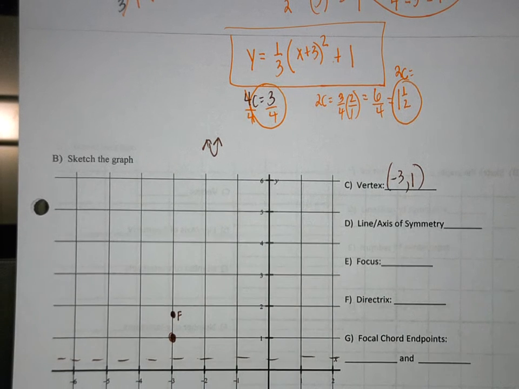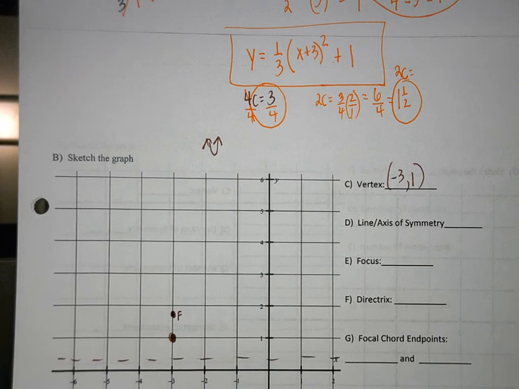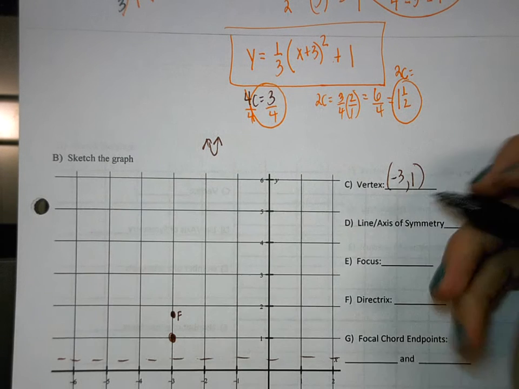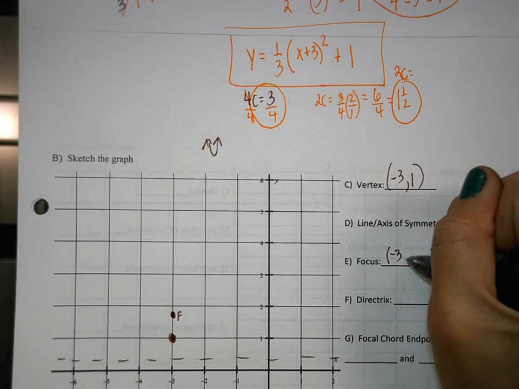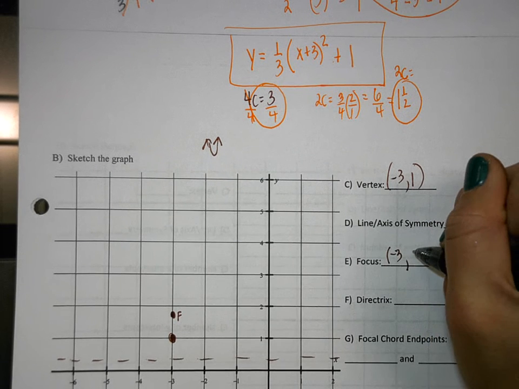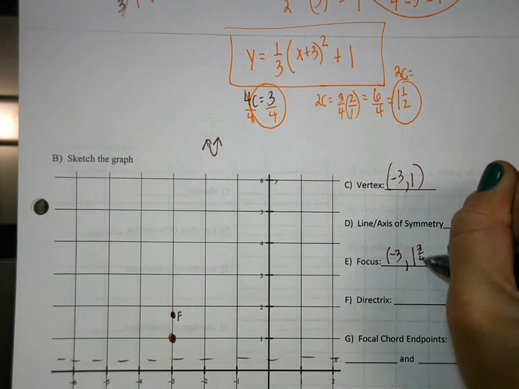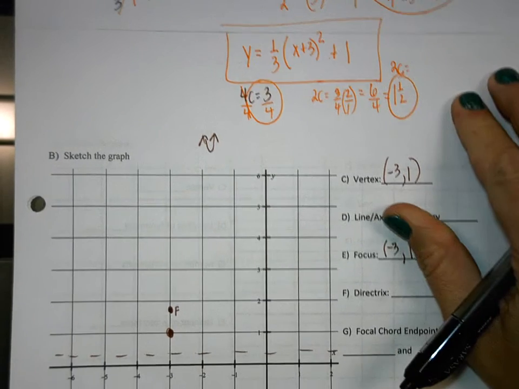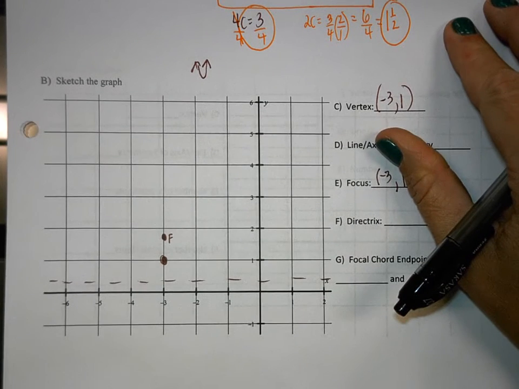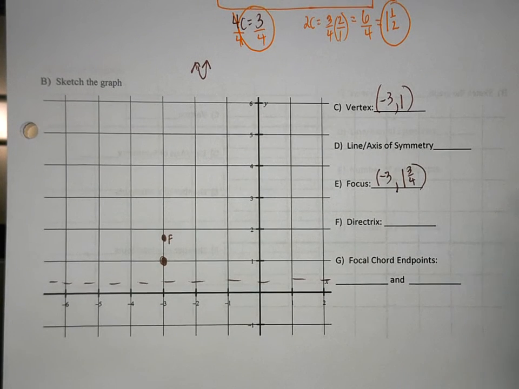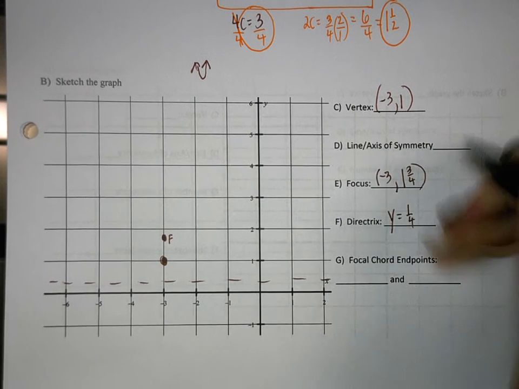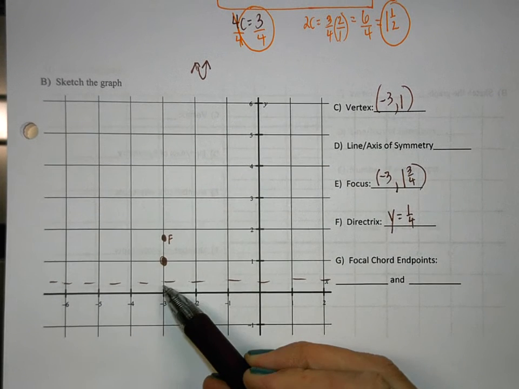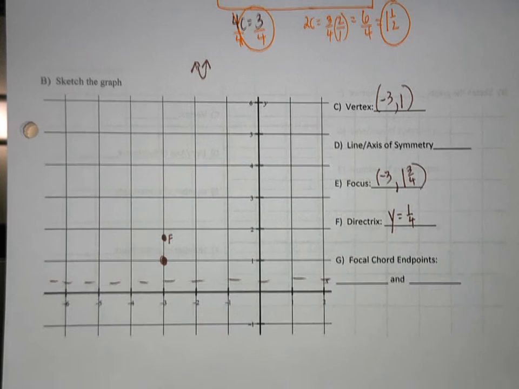So let's go ahead and try to write those values. What is the value of my focus? -3 and 1 3/4. Very good. -3 and then 1 3/4. Okay, what is the line of my directrix? y equals 1/4. Good, y equals 1/4. So if from this point we're going down 3/4, that means it's actually 1/4 away. Is everybody okay with that?